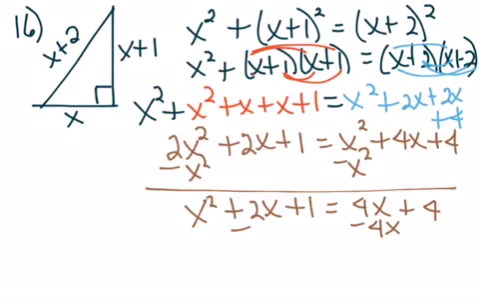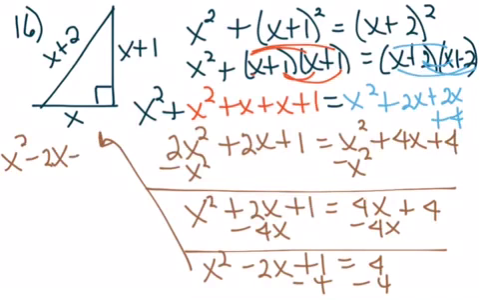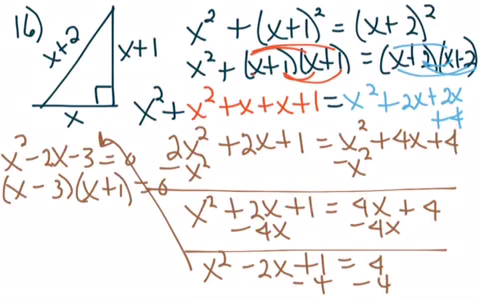Subtract 4x from both sides, and you have x squared minus 2x plus 1 equals 4. Okay, then we need to subtract 4 from both sides. So now we have x squared minus 2x minus 3 equals 0. Well, for AC, 3 is equal to 3. Therefore, our factors are 3 and 1. So we have x minus 3 and x plus 1 equals 0. So this x is 3. This x is negative 1.